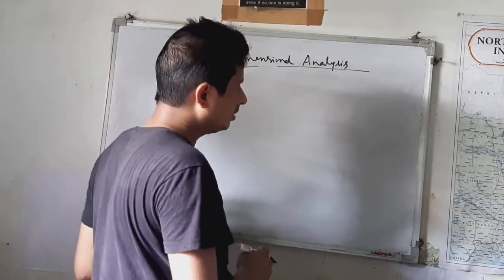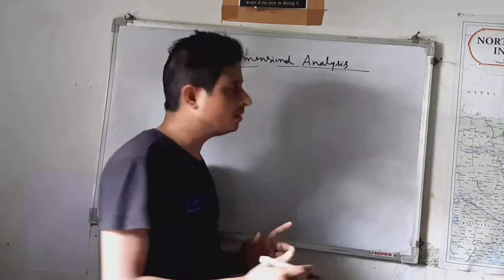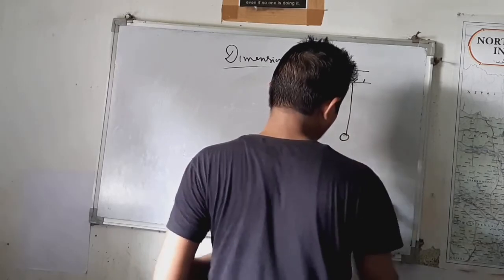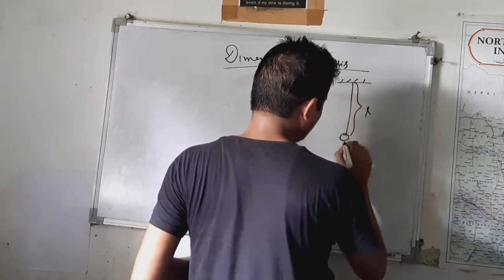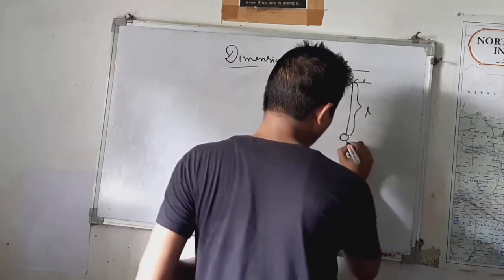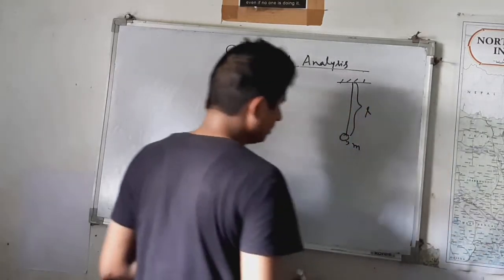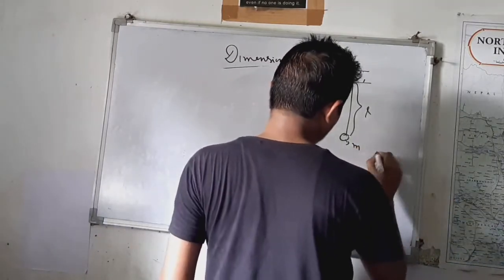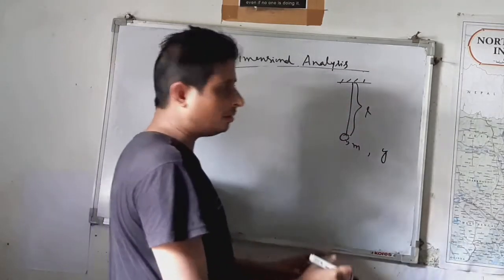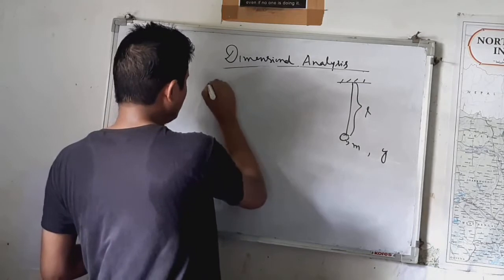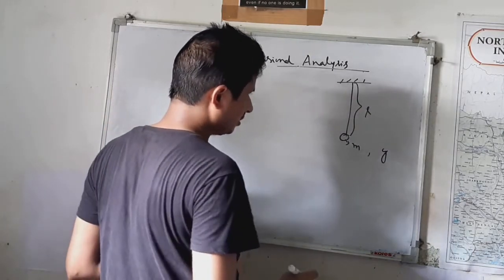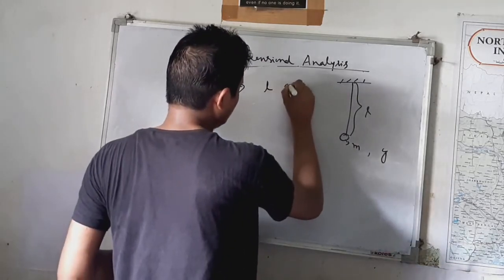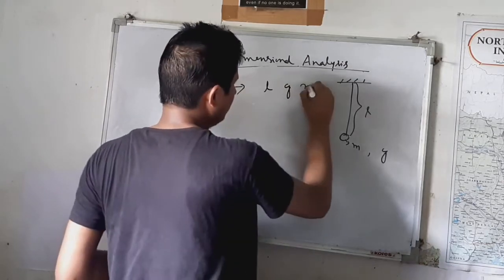Let's consider the case of a simple pendulum. Here the length of the string is L, and the mass of the bob is M. The acceleration due to gravity is in this case g. The time period of the pendulum depends on three parameters: length, acceleration due to gravity, and mass.